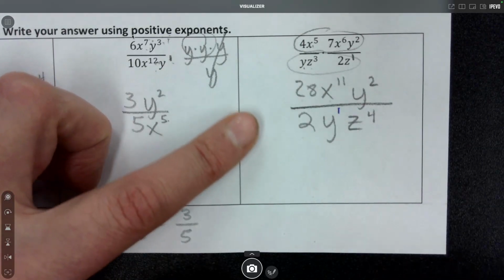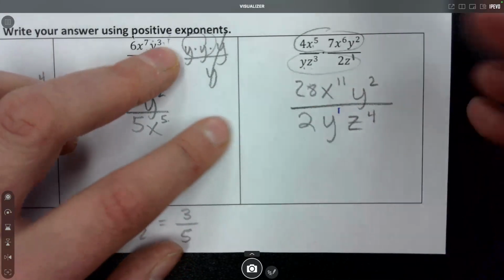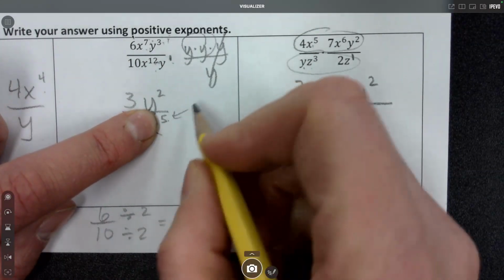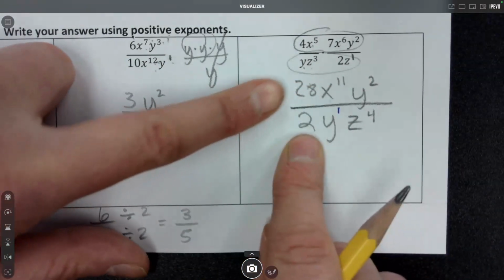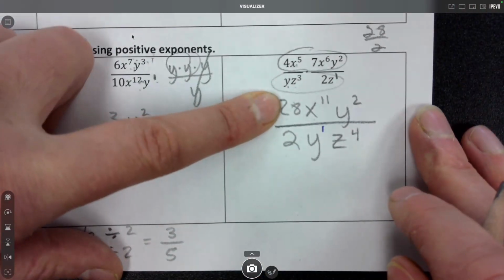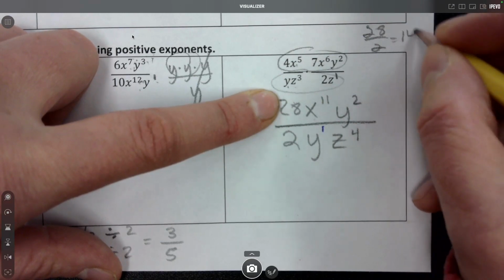Okay, so 28 divided by 2. So what's tricky is we might be subtracting these exponents. I got this 5 by doing 12 minus 7, but 28 divided by 2 has always been 28 divided by 2. I have to actually divide that. That's going to be a 14.